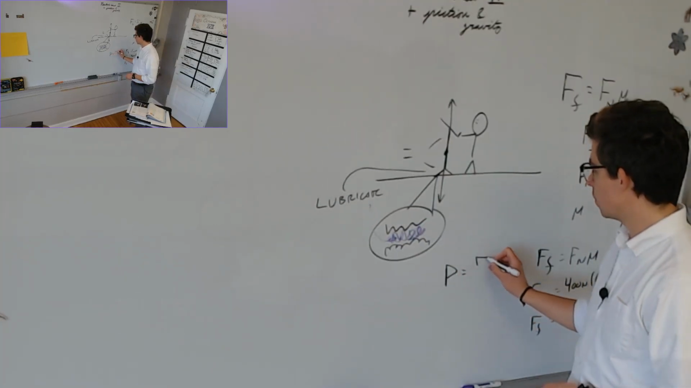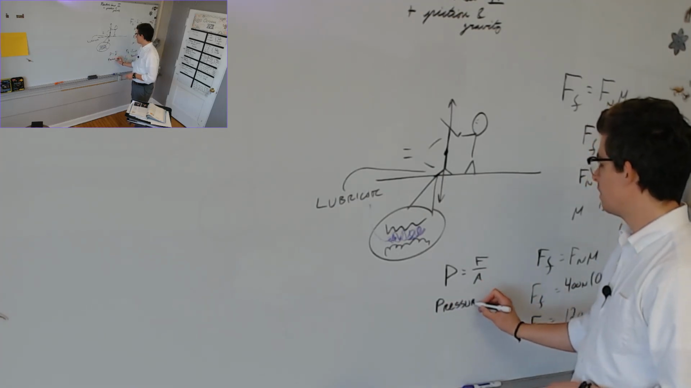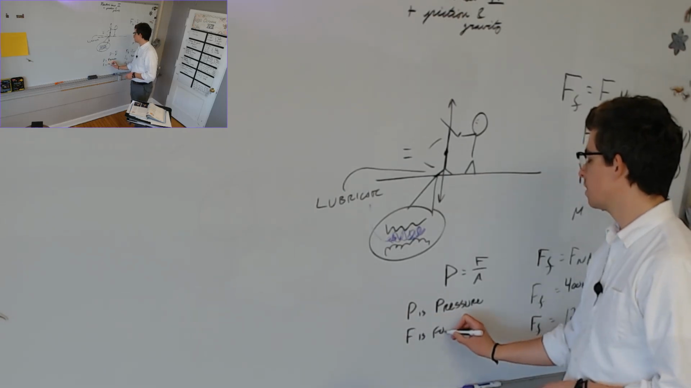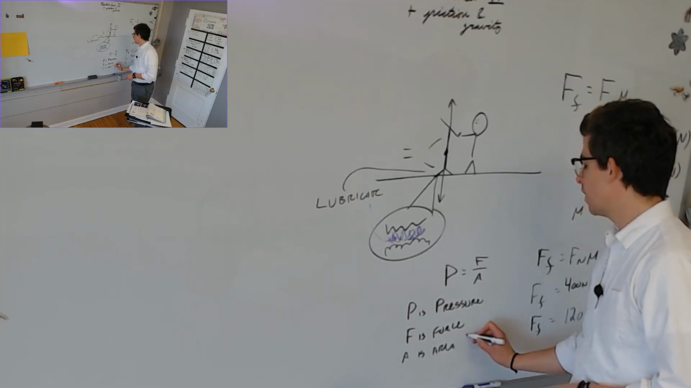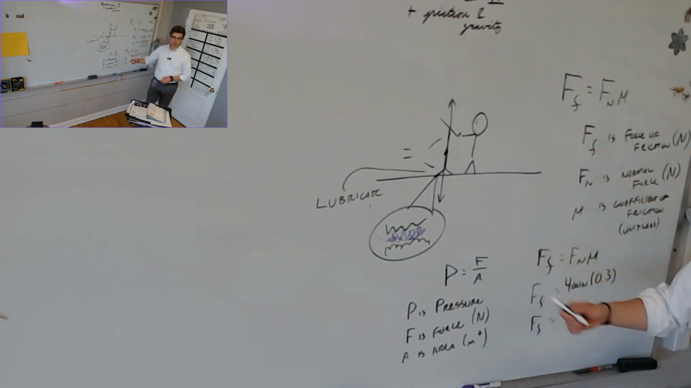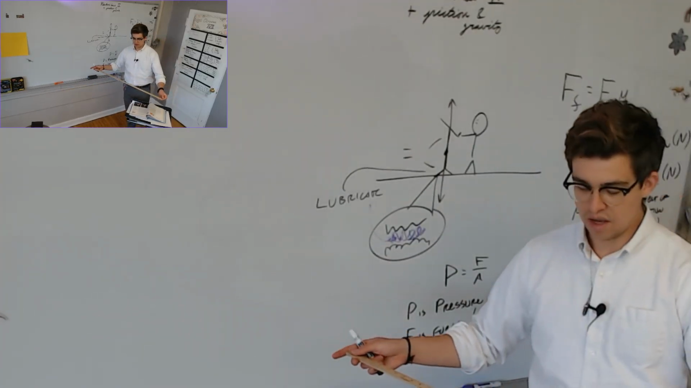Pressure equals force over area. P is pressure, F is force, and A, capital A, is area. Area we measure in square meters. Force is measured in newtons. 1 newton over 1 square meter. Remember, a newton is about 1/5 of a pound, and this is a square meter.